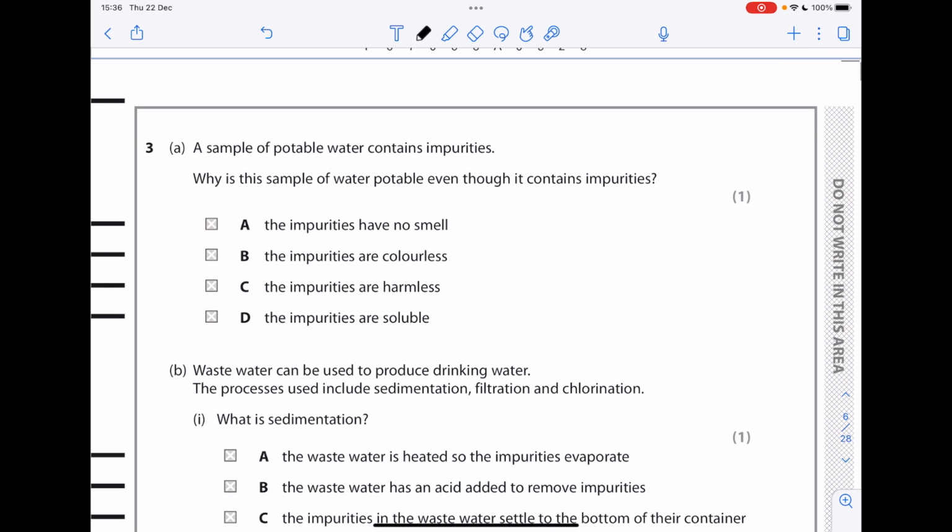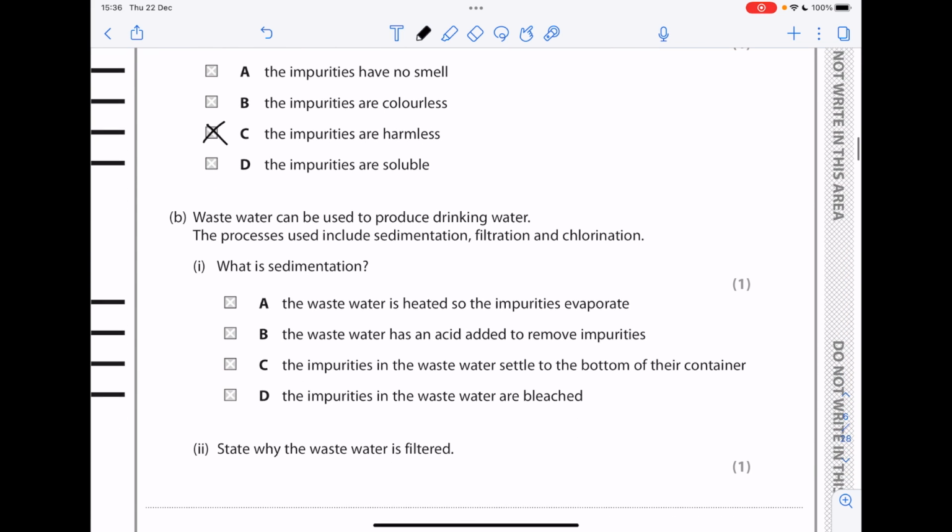A sample of potable water contains impurities. So remember, potable water is water which is safe to drink. Why is this sample of water potable even though it contains impurities? It's because the impurities are harmless. It's still safe to drink.